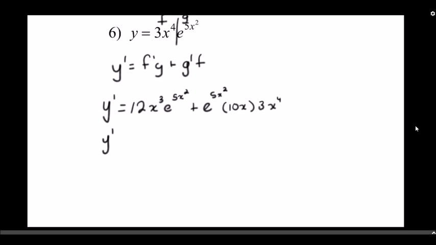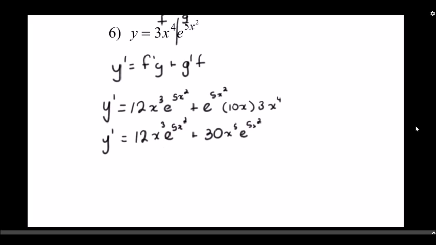So we have y prime equals 12x to the third e to the 5x squared. And if we combine that and write it in front of the exponential, we're going to have plus 30x to the fifth e to the 5x squared.